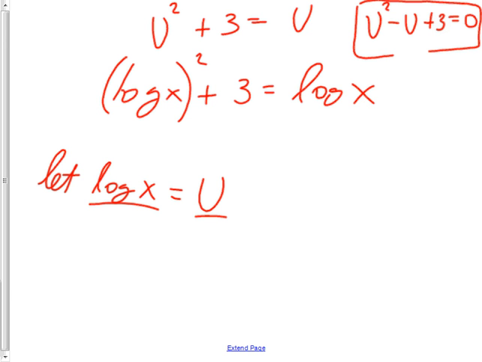All right. And when it was all done and I came out with, like, u equals 2, you wouldn't be able to just stop there. You'd have to go back and substitute back in and say, oh, u is really log x. So it's log x equals 2.